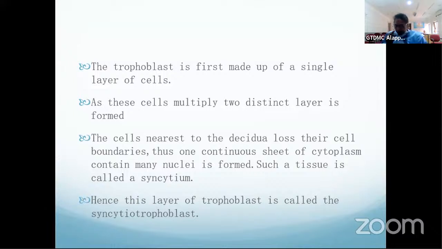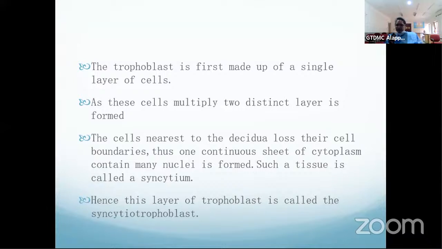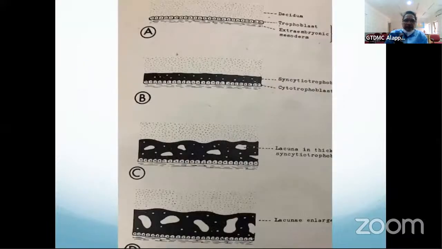So, first there is only a single layer of trophoblast. Later on, that multiplies. The part of the trophoblast nearest to the decidua loses its cell boundaries. A continuous sheet of cytoplasm containing nuclei is formed, and hence this layer of the trophoblast is called the syncytial trophoblast. That tissue without cell boundaries, having only the cytoplasm and the nuclei, is called the syncytium. Can you imagine? First, there is a single layer of cells, then it multiplies, and the multiplying cells close to the decidua lose their cell boundaries, and a continuous sheet of cytoplasm with nuclei is formed. That is called the syncytial trophoblast. I don't know whether you can see it clearly.